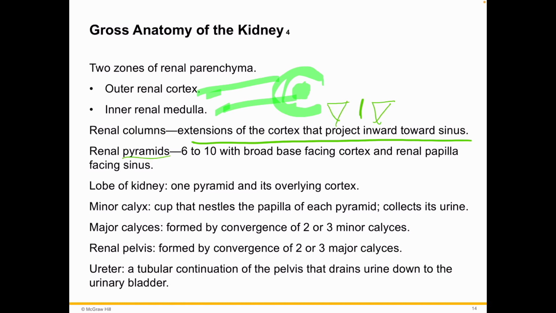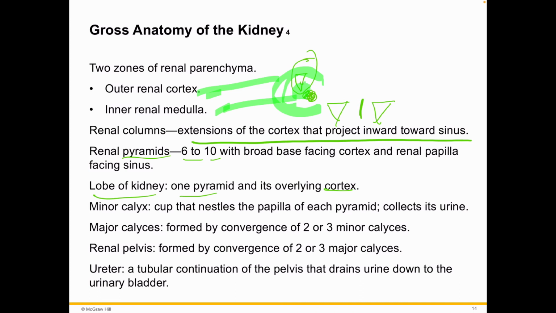For the renal pyramids, you'll have between 6 and 10, and these are also facing the sinus. So they're putting the urine back into that centrally located part of the kidney. The lobe of the kidney is one pyramid and its overlying cortices. So if you had a pyramid, say here, that would be a lobe, right? You would dissect that bit out.